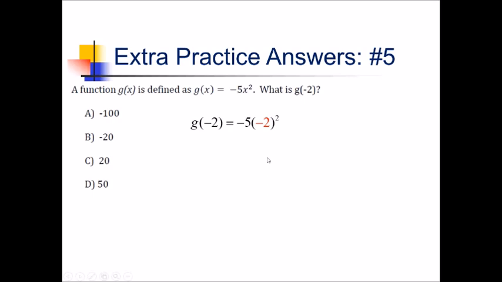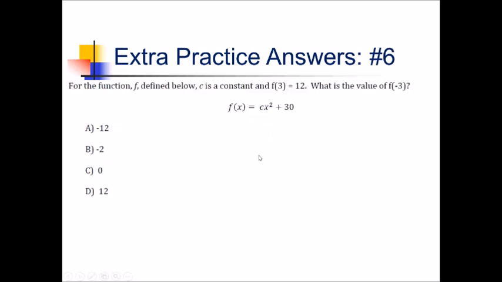And at this point, let me use my PEMDAS. Exponents, the E, comes before multiplying, the M. So let me do -2 squared first, which is 4. And then -5 times 4 gives me -20. So that's going to be answer choice B.